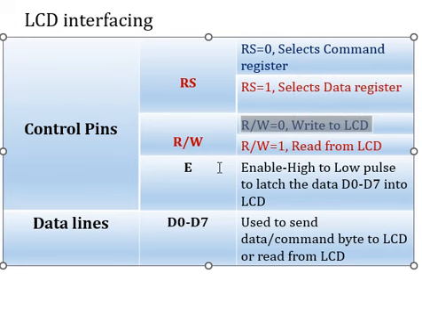Next one, enable line. To enable the LCD, we have to send a high to low pulse to latch the data into the LCD. So to send the high to low pulse, we have to first of all set the value and then clear the particular value, so that a high to low pulse will be sent. Let us see how these commands are there.